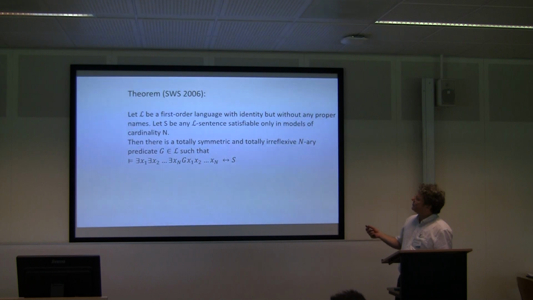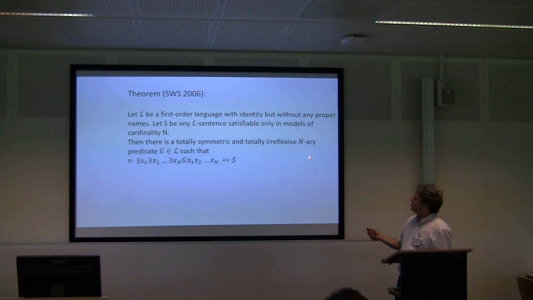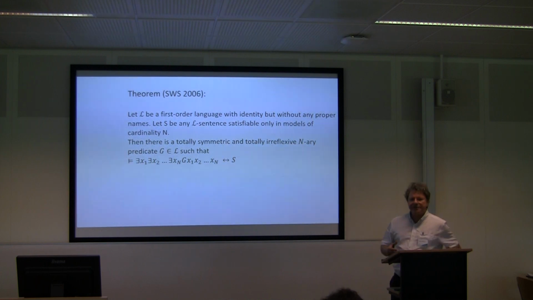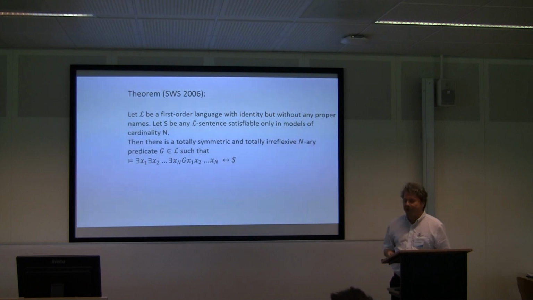I don't know how to prove it, and I'm sure there are much better ones around. In general, if you've got a first-order language with identity but without any proper names, and a sentence S satisfiable only in models of cardinality n, that's why I need identity here, though I don't think there's actually a problem with doing this without identity, then there is a totally symmetric and totally irreflexive n-ary predicate G, such that this is the case. This is an attempt to translate into linguistic terms the permutation invariance that we see at the level of the state description in quantum mechanics.